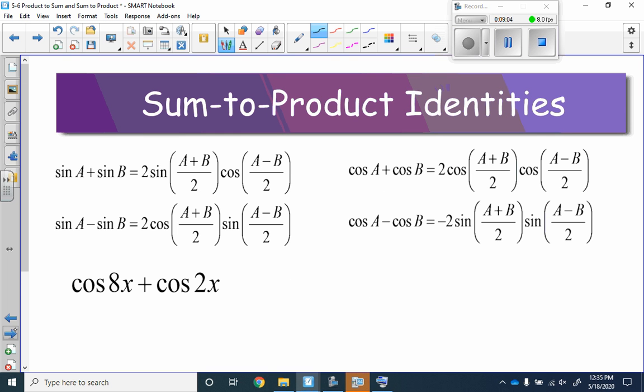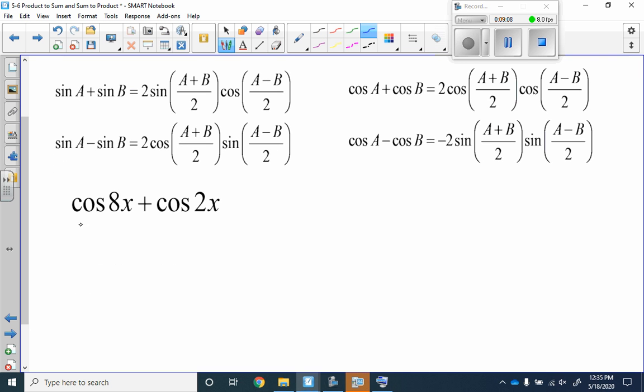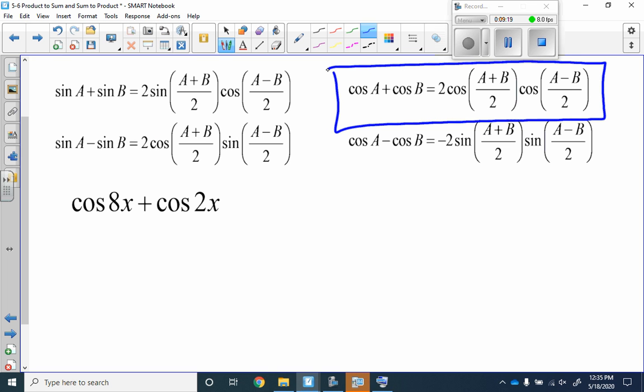So let's take a look at here. Cosine of 8x plus the cosine of 2x. So you got a sum. We're going to try and put it into a product. So cosine plus cosine. So I look up here, and I'm adding the 2. So I'm going to use this identity here.